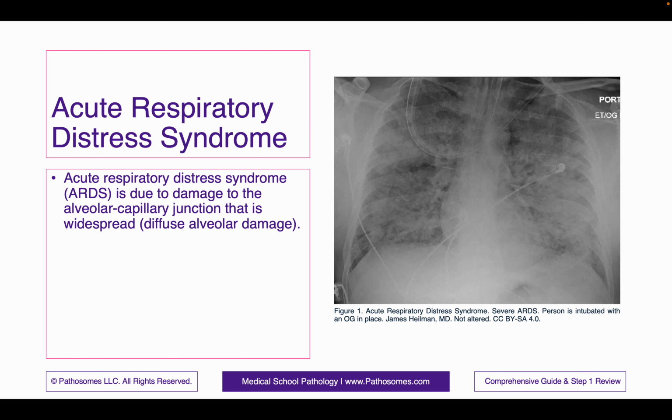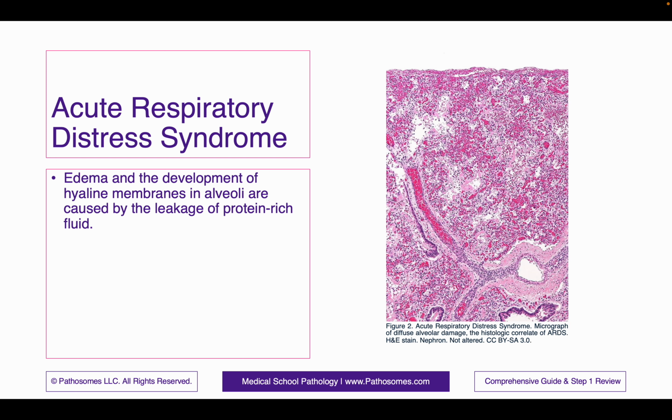So, acute respiratory distress syndrome. This is typically due to damage to the alveolar capillary junction that is widespread, hence the diffuse alveolar damage. At the microscopic level, you would see edema and the development of hyaline membranes in the alveoli, and that's caused by leakage of protein-rich fluid.